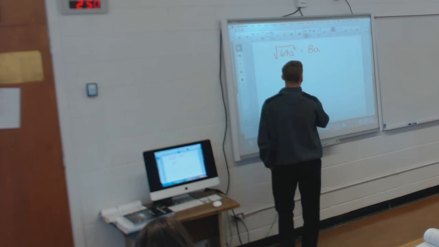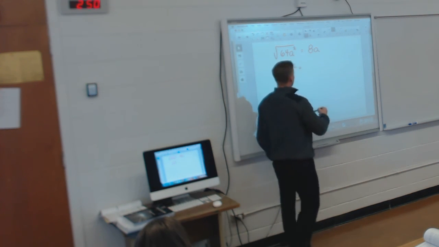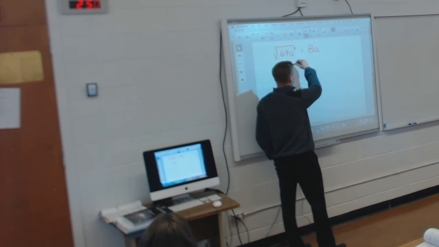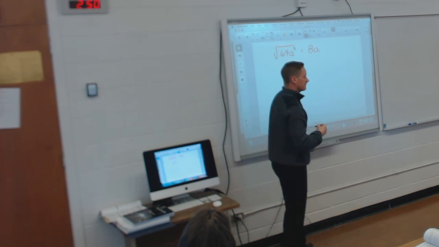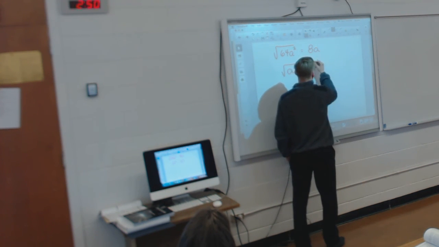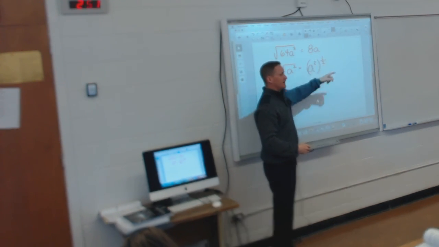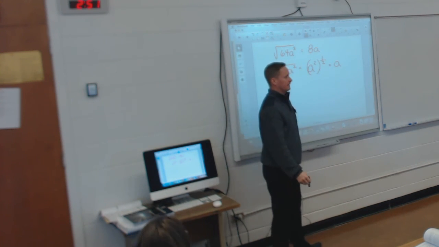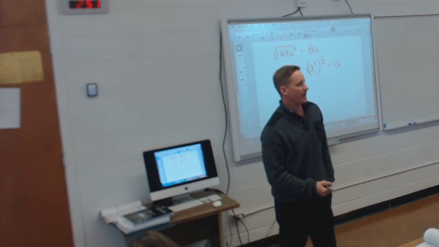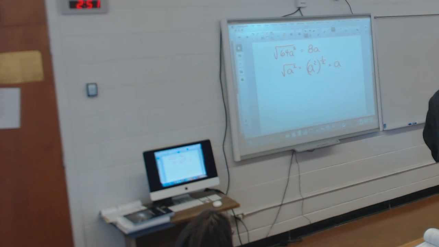Well, what did I say this square root was as an exponent? What is the square root written as an exponent? It's a half. So I have a squared to the 1/2. Right? What is 2 times a half? 1. So it gives me a. The square root of a squared is just a. Well, how do I get a squared? I take a and I times it by another a. So that's simple. Okay?